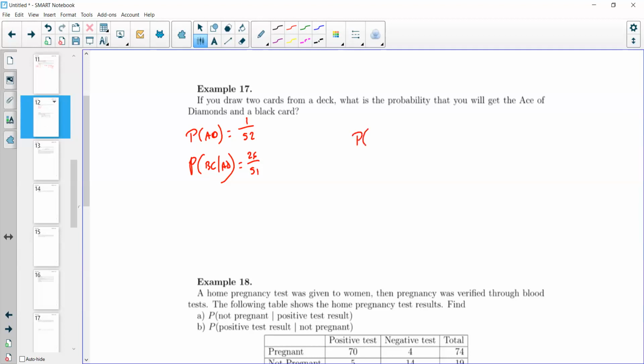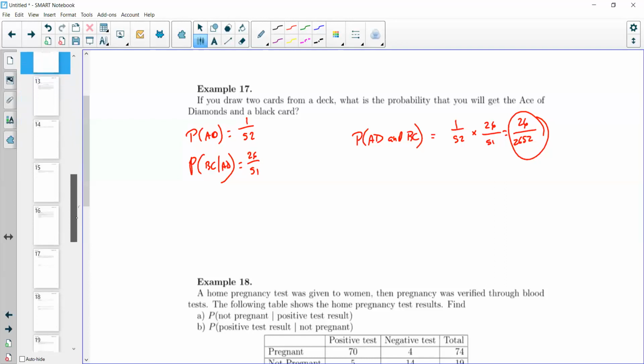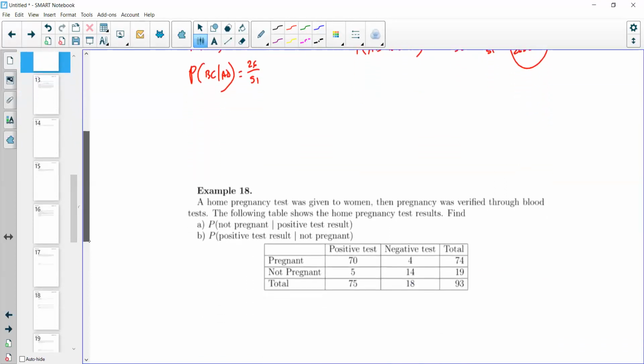So our probability of an ace of diamonds and a black card is 1 over 52 times 26 over 51. And again, yes, I know, it will reduce. But again, why do it if you don't have to? It's too easy to make a mistake. Okay.